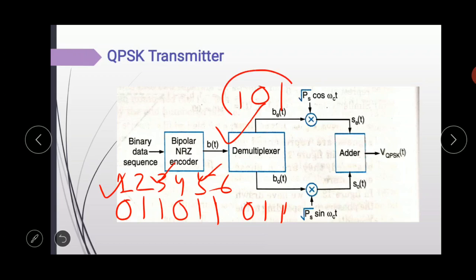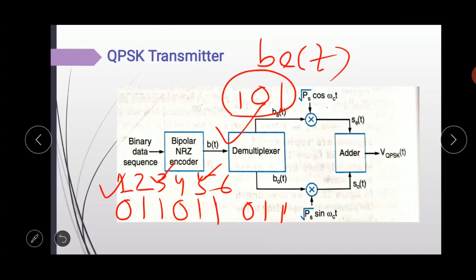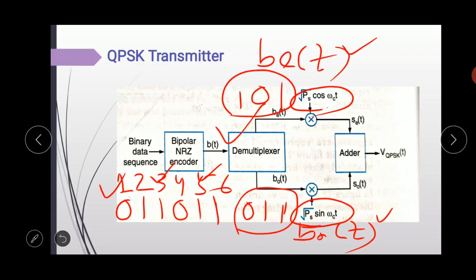These even bits are denoted as B E of t, and these odd bits are denoted as B O of t. Then these signals are multiplied with the carrier signal that is given here to the multiplier. The inputs to the first multiplier are B E of t and root PS cos omega ct. In the second multiplier, the two inputs are B O of t and root PS sin omega ct, which are also multiplied.